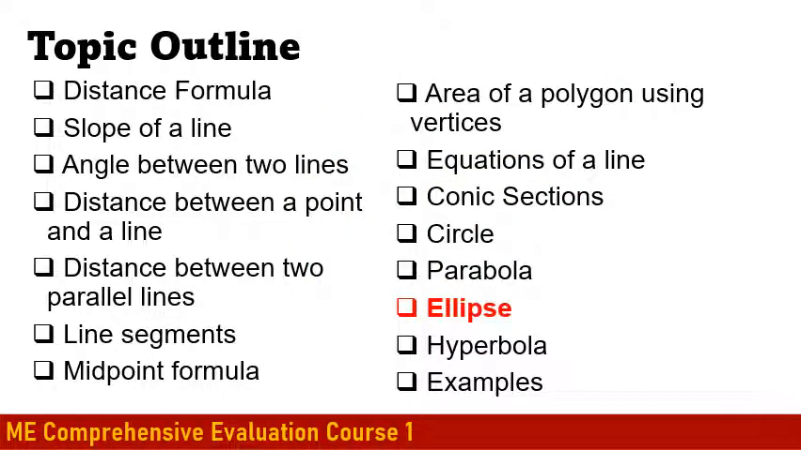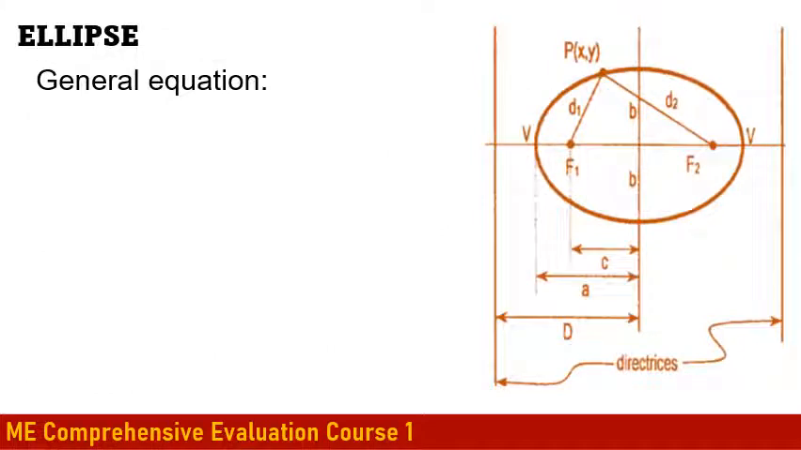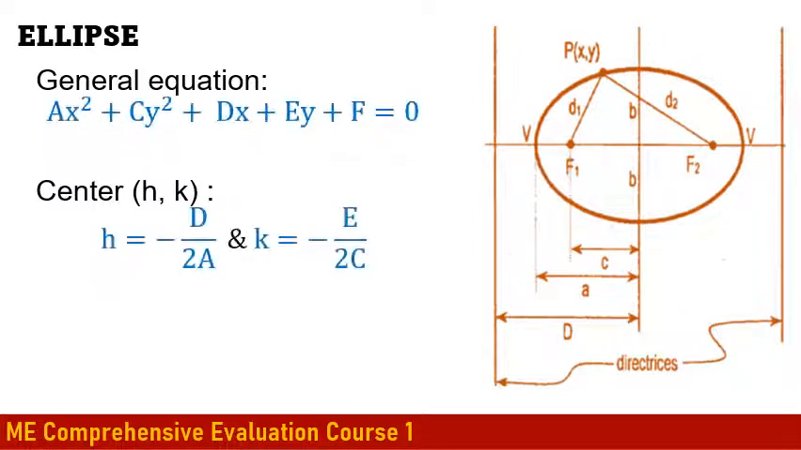Now let's move forward to ellipse. So this is how the ellipse looks like. The general equation for the ellipse is shown here. You can see that the terms x squared and y squared are present, just like a circle. However, a is not equal to c. They also have to have the same sign. So if a and c are not equal and they have the same sign, then that is an ellipse.